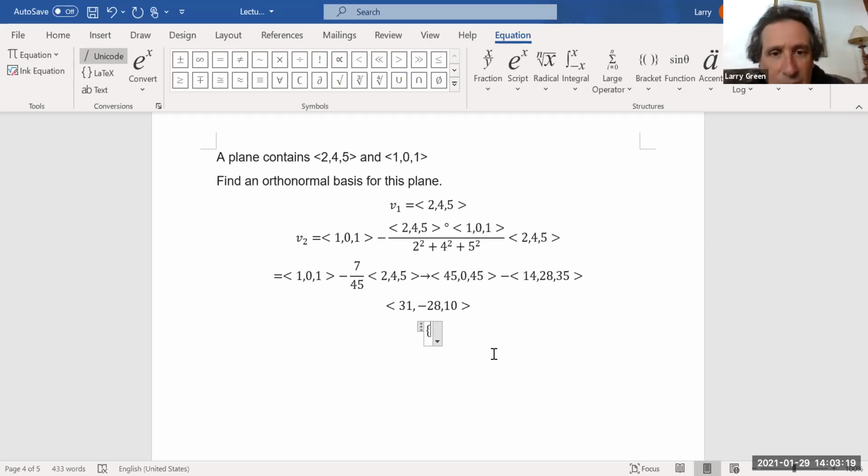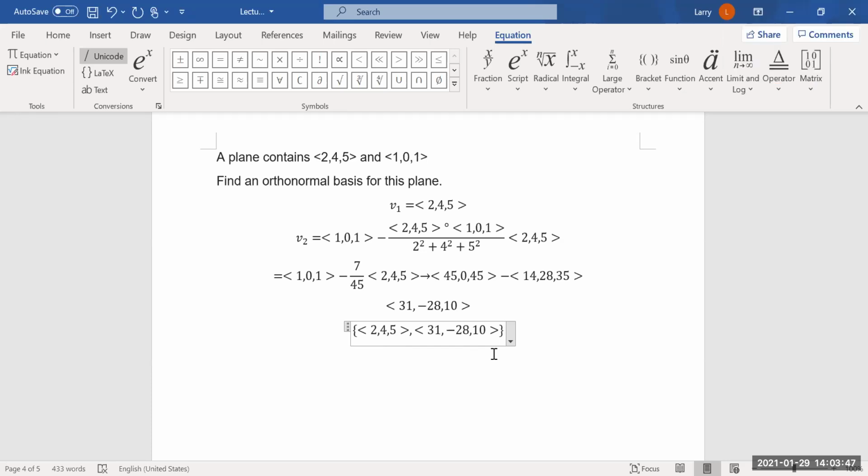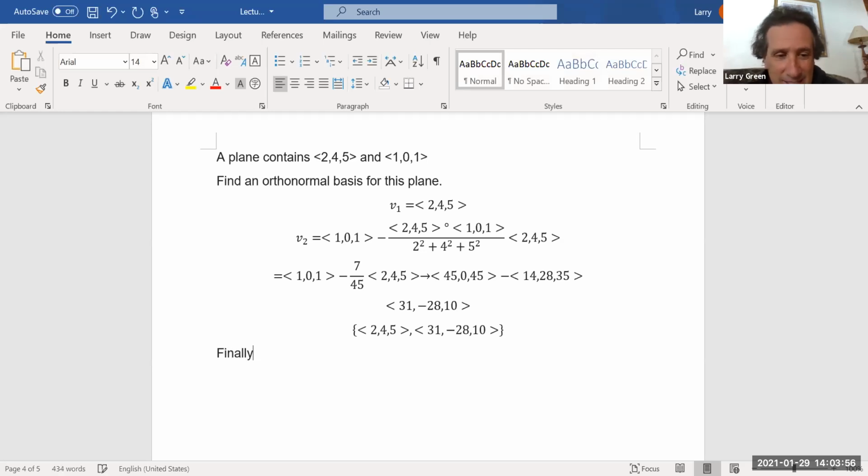V1 is 2, 4, 5. Yeah, it did work. And V2 is 31, negative 28, 10. Is that an orthonormal basis? No. How come? The magnitudes aren't equal to 1. Right, we haven't done the last step yet. So now we just do the last step. So finally, we divide by the magnitudes.